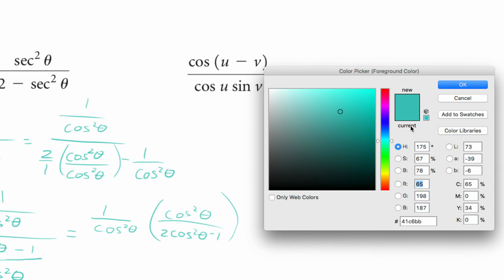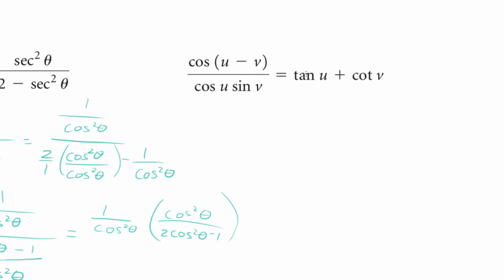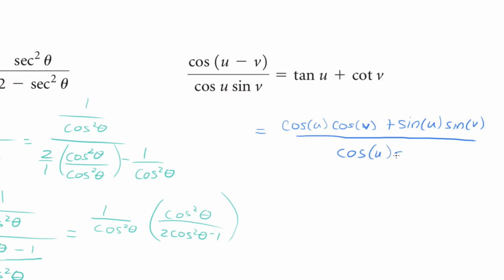Now this one is hard to tell which side to begin with. Now, given my experience, I think the best side will be the left side because of the cosine of u minus v. Okay? So what is cosine of u minus v by identity? It's cosine of u, cosine of v, plus sine of u, sine of v, over cosine of u, sine of v.